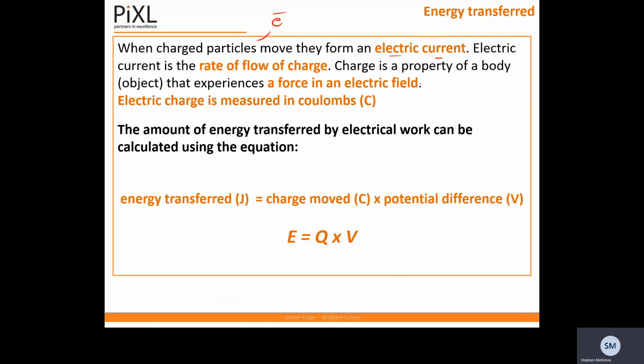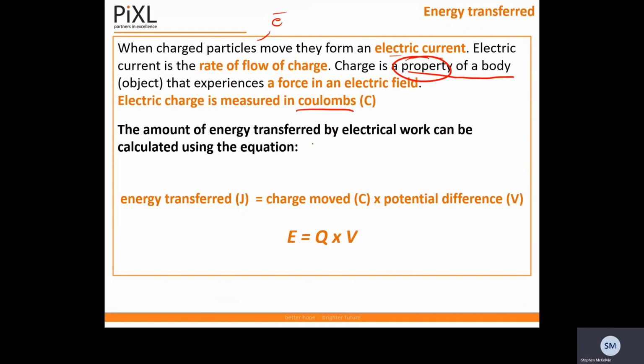Now, charge is a property of a body or an object, and a property just means something that's inbuilt, something that makes it what it is. So charge is when a thing experiences a force in an electric field. Charge is the name that we give to the fact that when you put some things into an electric field, they experience a force. An electric charge is measured in coulombs. This is a description of electrons.